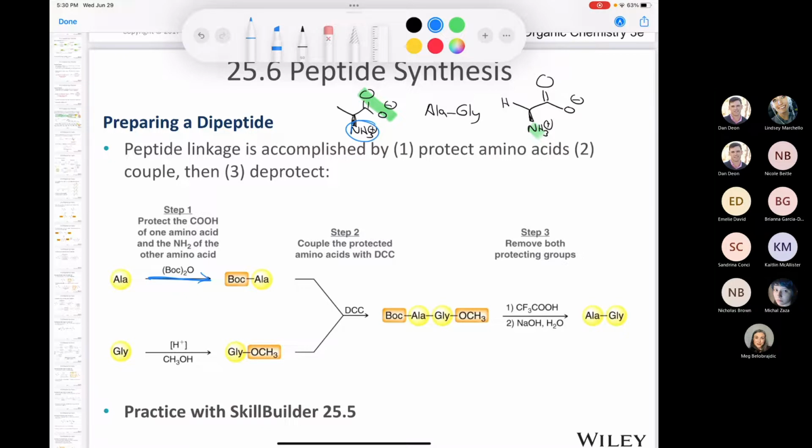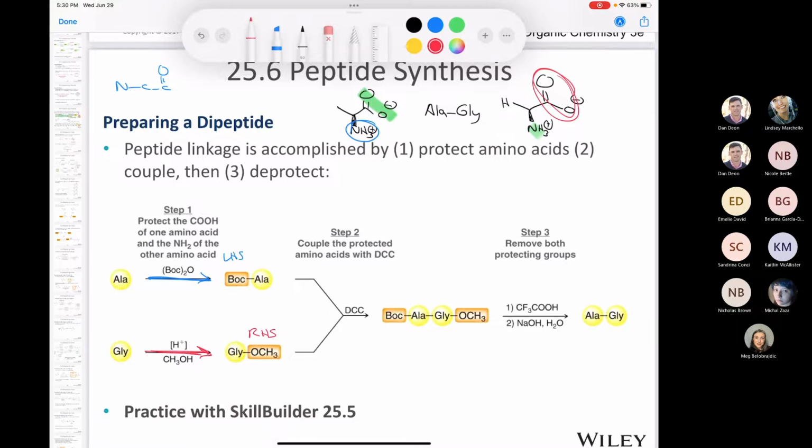So now I've got the Boc group, and the reason they put it on the left-hand side is because that's where the N terminus is, right? We go N to C carbonyl. That's the way we think. So now I've got my Boc on my alanine, and now I need to protect the carboxyl group of my glycine. So I'm going to make a methyl ester by treating it with acid and methanol. And now I've got my methyl ester on the right-hand side.